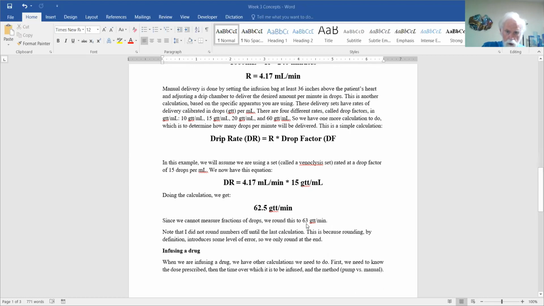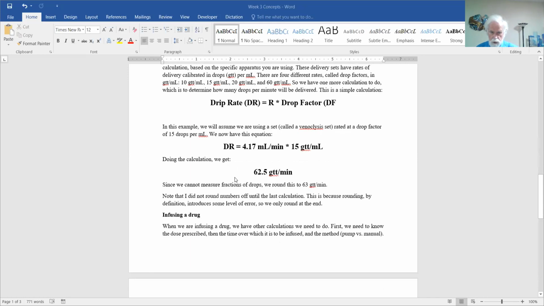Again, this is where we round it off to 63. Had we rounded off to 4 after calculating this, and assumed that it's 4 milliliters a minute, then we would calculate 60 drops per minute. So that's why we don't round off until the very, very end. Okay, makes sense?